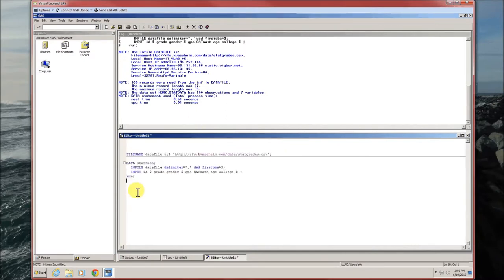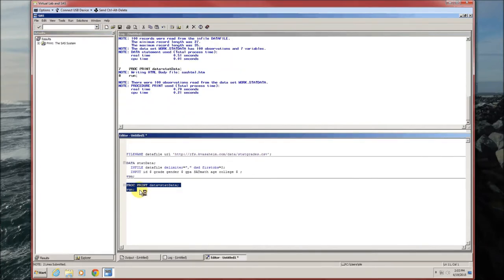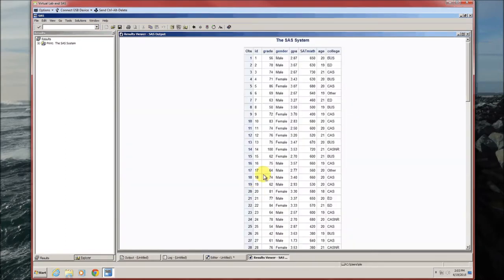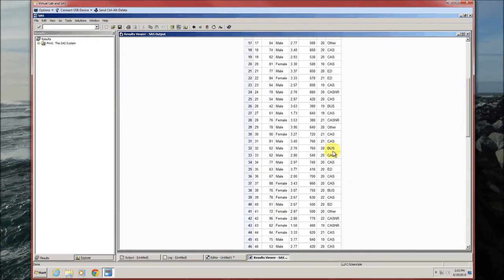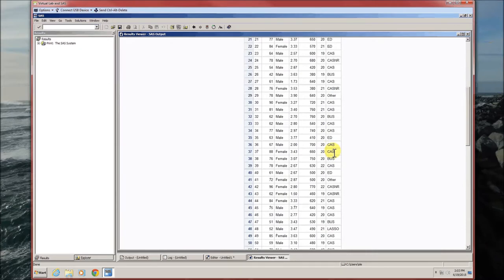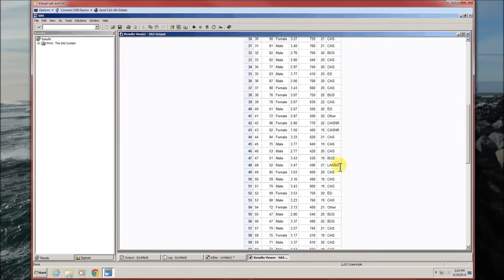Looks like everything came in correctly, let's do a proc print, just to double check, just to get a feel for the data, and remember you always want to get a feel for the data. Observations and identifier, grade, gender, GPA, college. One thing you'll notice is that there's only one Lasso person in this group.